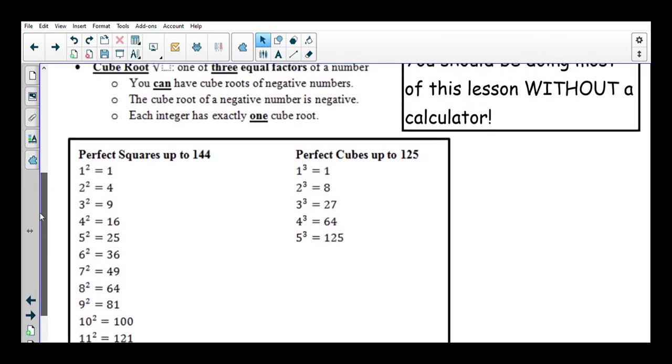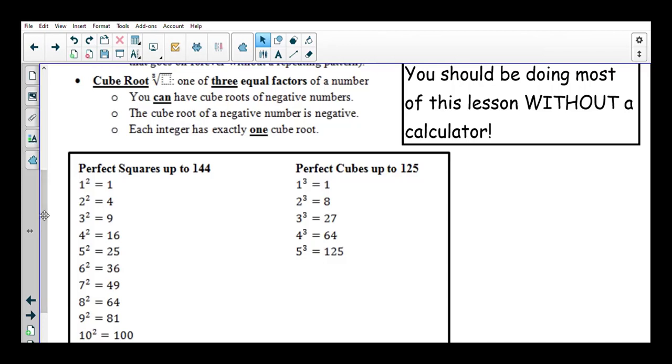I also put the perfect cubes there as well, because we will see some examples at the very end of this lesson when we go to find cube roots. So a cube root looks like the square root, but it has a little 3 outside to show that it's a cube root. It's one of 3 equal factors of a number.